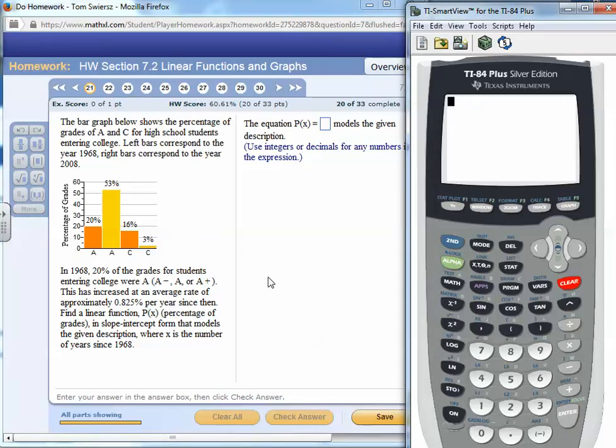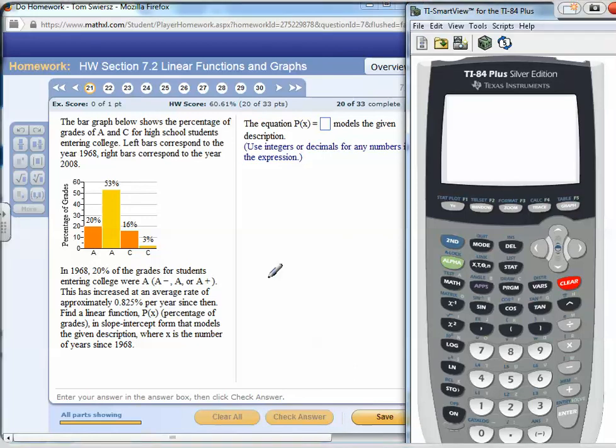Homework exercise number 21. The bar graph shows the percentage of grades A through C for high school students in the year 1968. Left bars correspond to 1968, right bars correspond to 2008. In 1968, 20% of the grades for students right here were A's, A minuses, or A pluses. That has increased at a rate of 0.825 per year. Find a linear function, p of x, in the slope-intercept form.